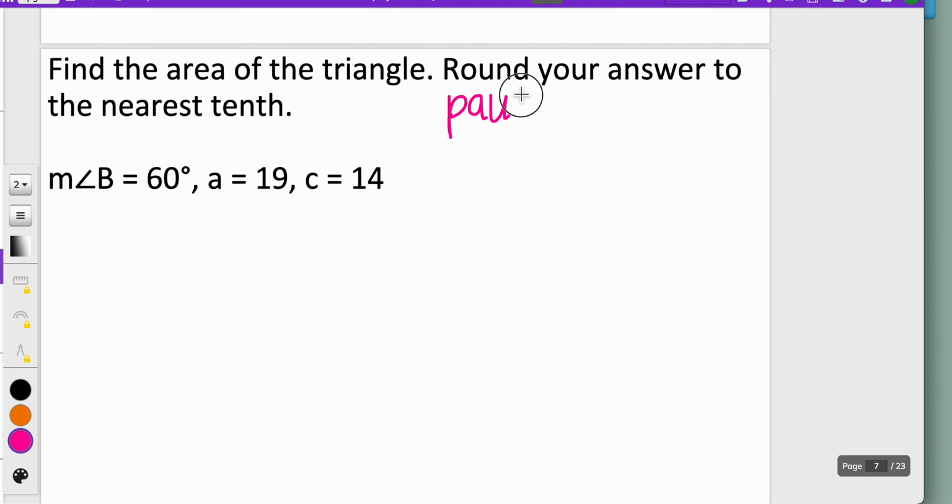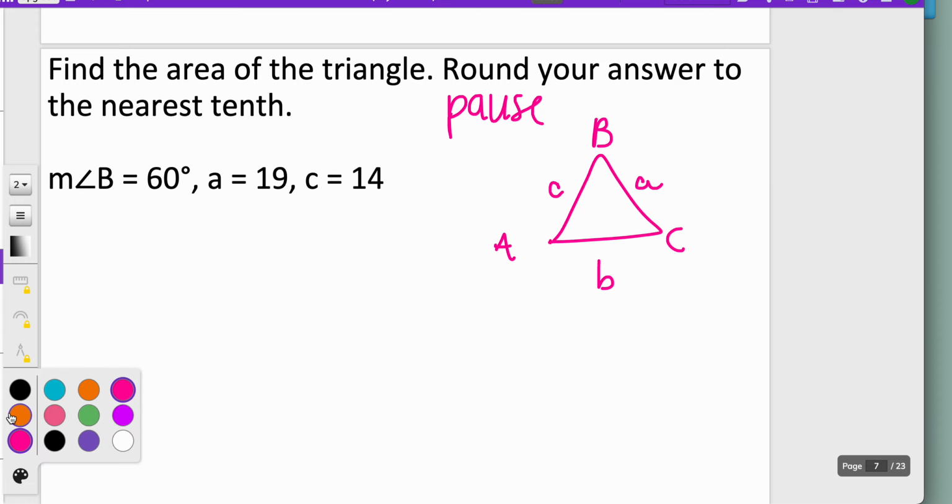Okay, so see if you can try this one. Pause the video, maybe draw your triangle first. We have A, B, and C in uppercase, and then across from those letters are their lowercase versions. Label what you can, and then determine what the area is.